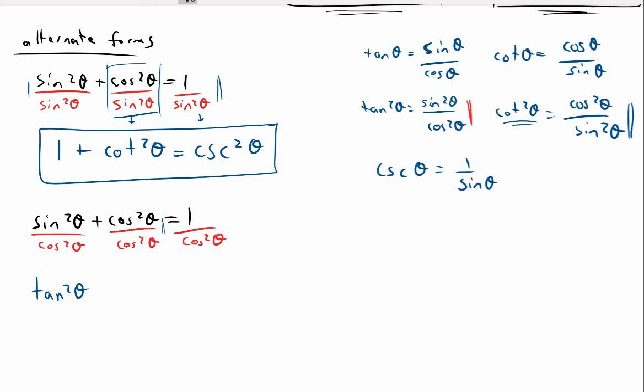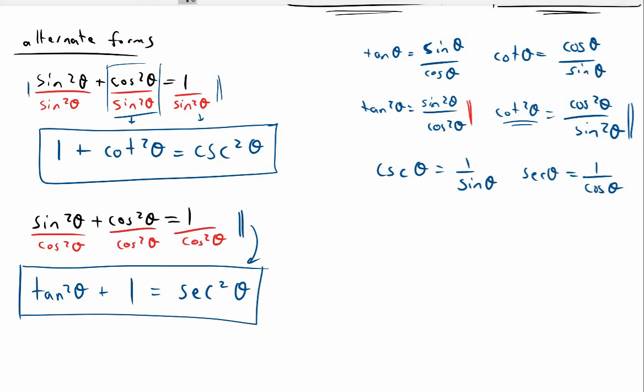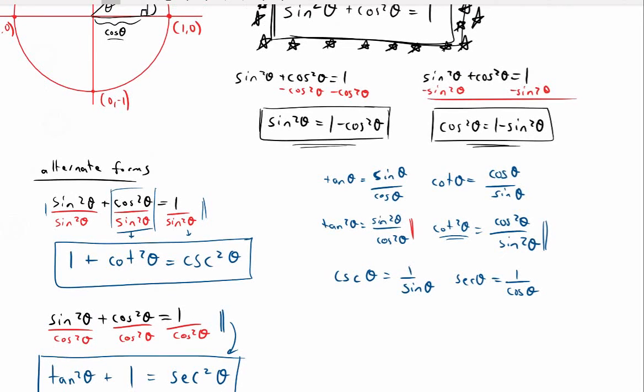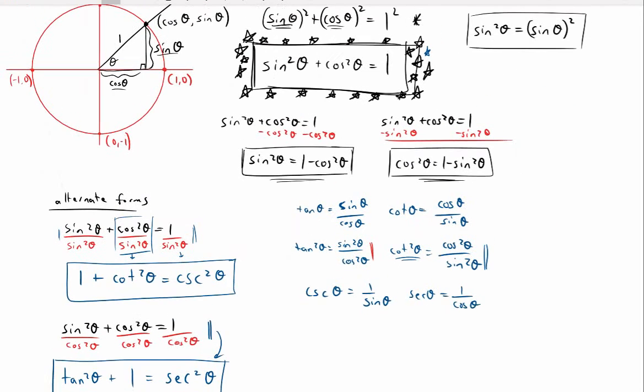Cosine squared over cosine squared, that's just 1. Anything over itself is 1. And then lastly, our other reciprocal relationship was that secant is the reciprocal of cosine. So where I see 1 over cosine squared, this would be equal to secant squared. And so I have this new alternate form of the Pythagorean identity. So we really have right here 5 different forms of the same identity.